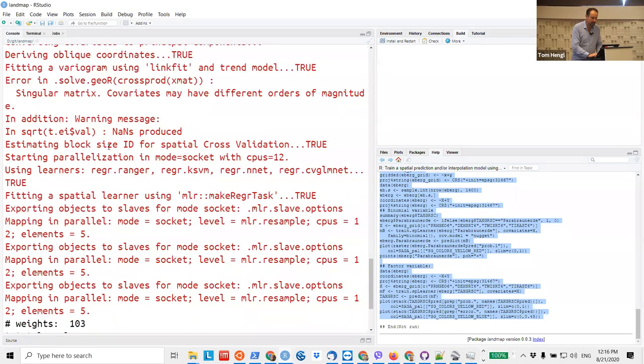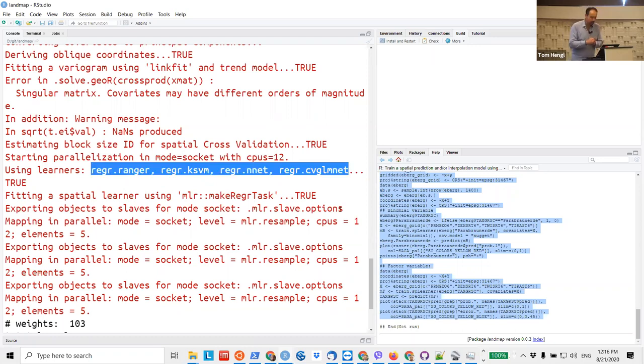So when I do the training of the ensemble model, I block using the size of the blocks. So I use block IDs, so I never use points that are next to each other for training the ensemble. Okay. And then by default, I use these four learners: the ranger, support vector machines, neural net, and lasso. I discovered that these are the ones that usually have a good performance.